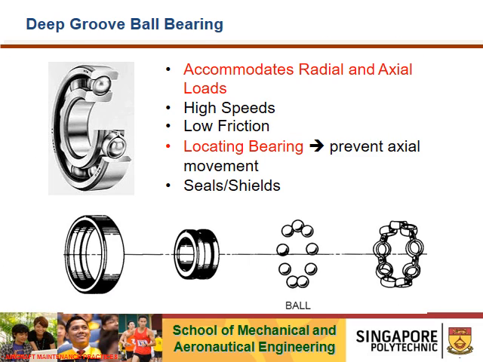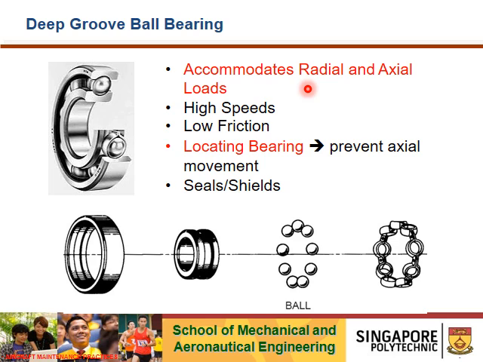So the next few slides will talk about individual ball bearing capability and characteristics. A deep groove ball bearing, as shown here, has an outer race, inner race, the ball bearing and the cage. As shown here, a ball bearing can accommodate radial and axial loads. This is the plus point of a ball bearing. It can operate at high speeds and creates a very low friction environment.